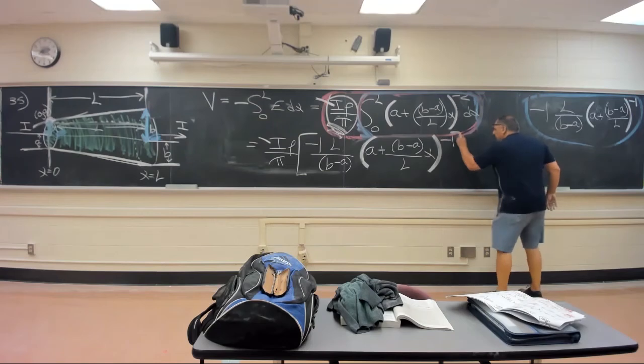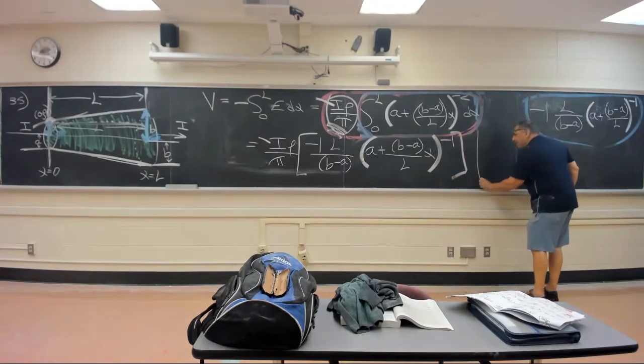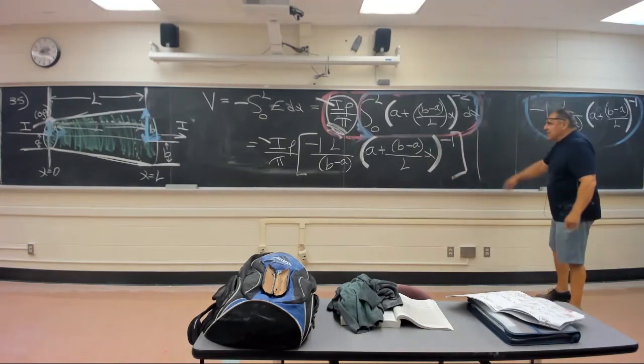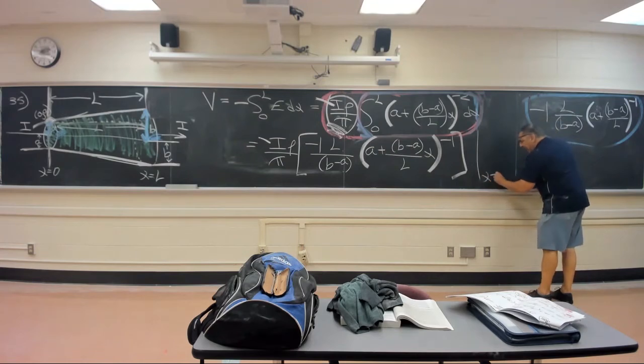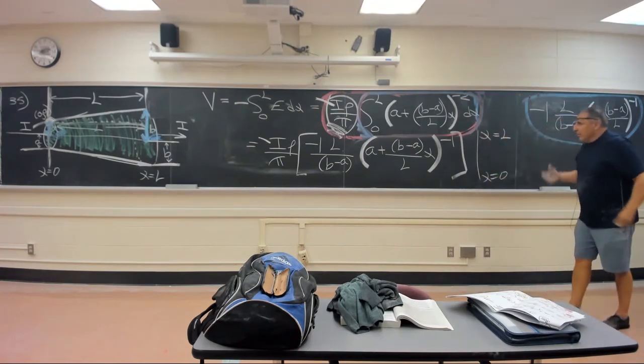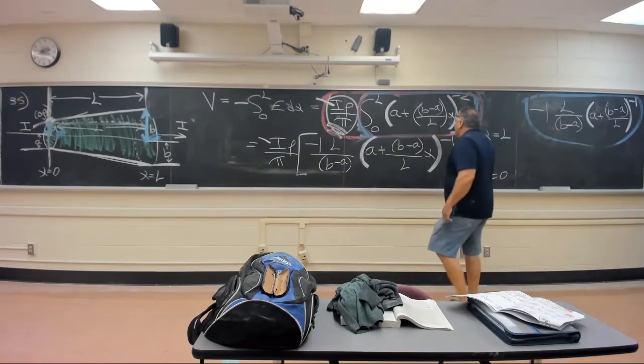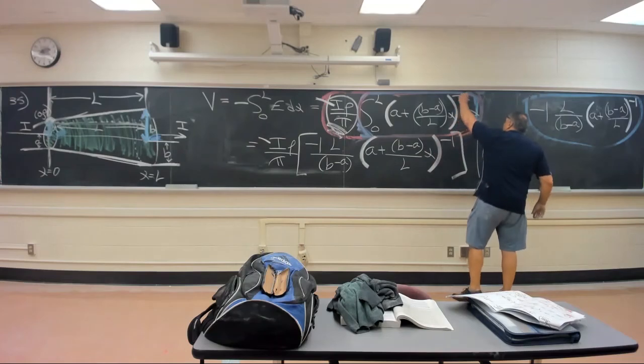And when I am done getting this for an answer, I do have to evaluate this with the x's under consideration, and that is from x equals 0 to x equals capital L. Okay, what's going on? How did I get that answer? You're basically finding the integral by using the product rule, but there is a subtlety.